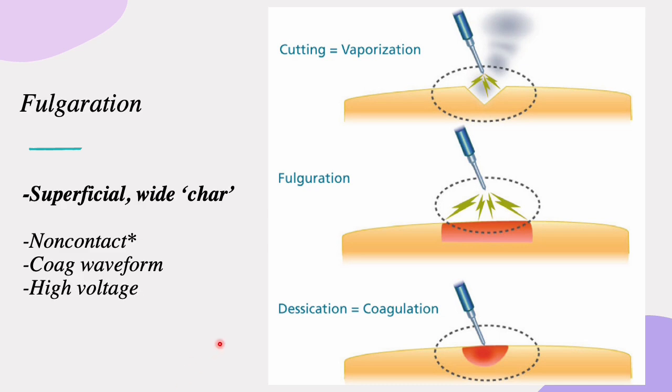Fulguration is the coag waveform. It is a superficial but wide charring of the tissue. It's also non-contact and high voltage. So you need a high voltage of the coagulation waveform in order for the kind of spark to jump across the space and coagulate those cells.